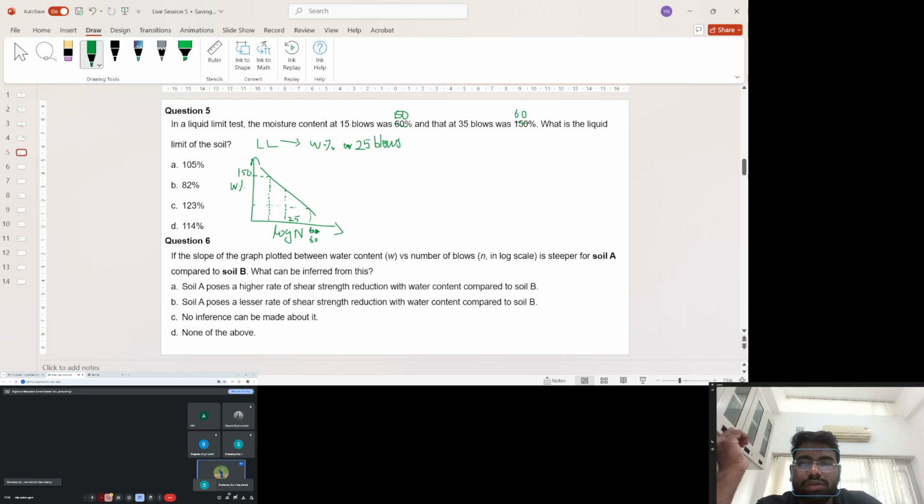And this is, so this will be, sorry. So water content is 150. For 15 blows it is 150. For 35 blows it is 60%. You need this for 25 blows. 25 blows, what is the water content?